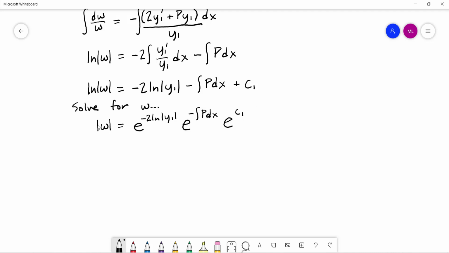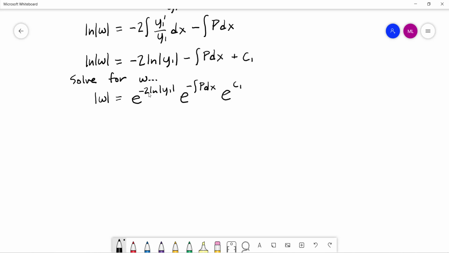We can wrap basically the absolute values that showed up here into this e to the c1, right? Because they're all exponentials, they're all guaranteed to be positive. We can drop our absolute values. I can clean this up. We can use log rules to move this -2 up into the power of this thing. So basically what we've got is, let's write it this way, natural log of absolute value of y1 to the -2. Again, we've got this e to the negative integral of p dx, and this e to the c1.